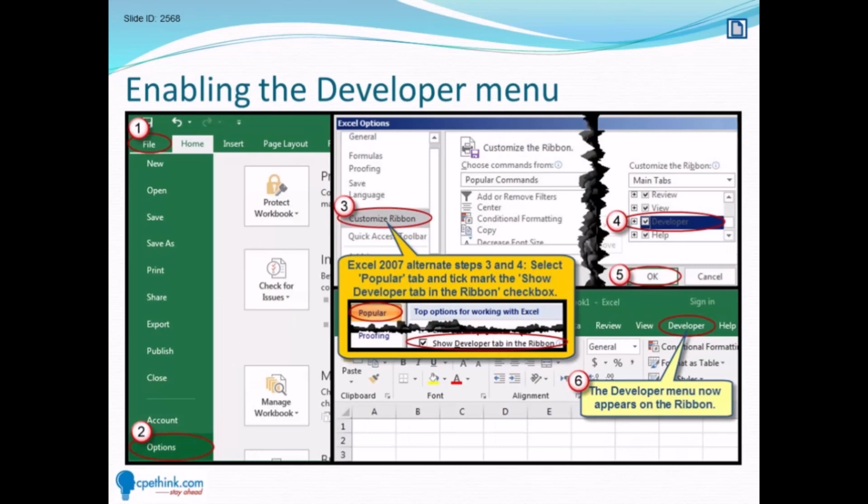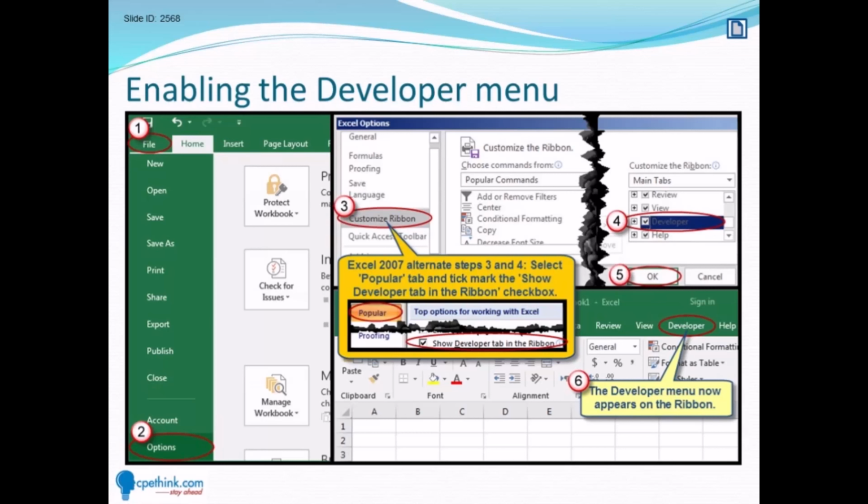First thing we're going to do is to enable a hidden menu that's called the Developer menu. What the Developer menu does, it's a hidden menu that has features that make working with macros easier. There's also a command that we can use to create macro buttons on our spreadsheets. That will give us another way to launch our macros when we need to.